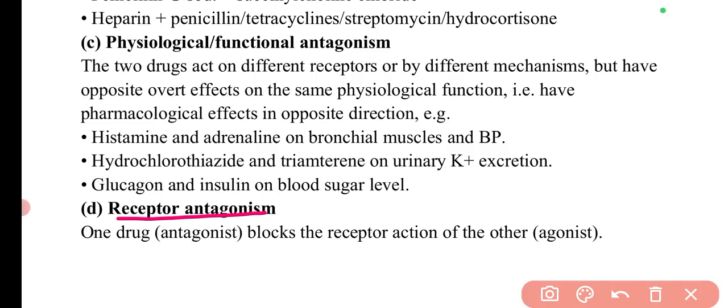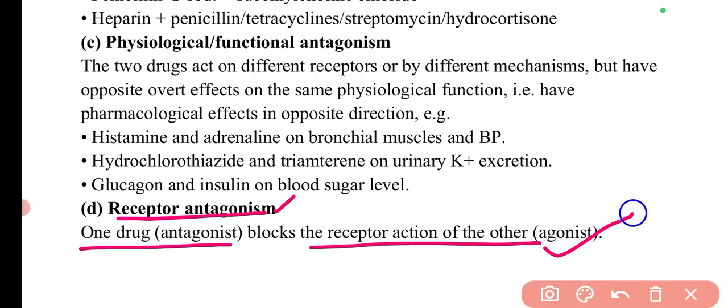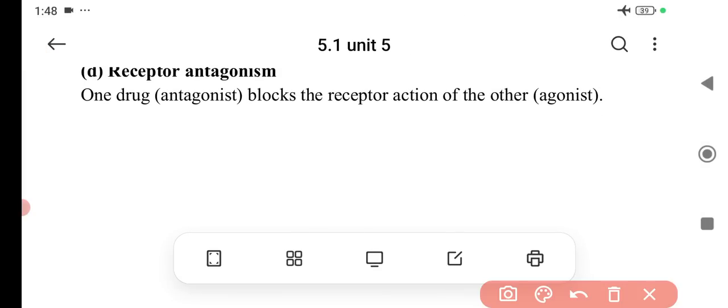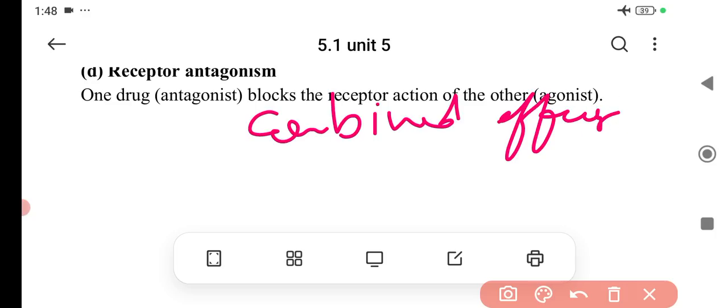Then the last is receptor antagonism. In this, one drug blocks the receptor action of another. Basically, competitive antagonism, non-competitive antagonism, those different things will come under receptor antagonism. So these are the basic things. Apart from this, there are several combined effects of drugs.